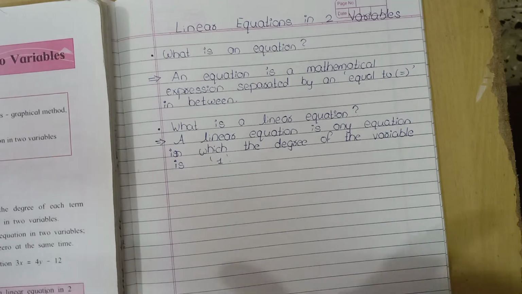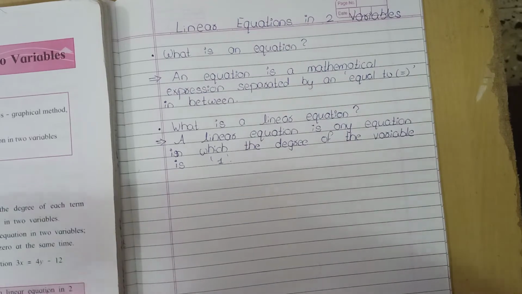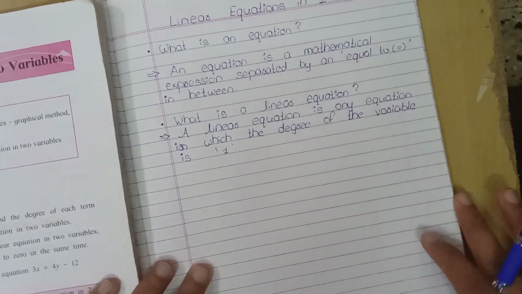So what do you mean by degree? Degree in simple words can be said as the power. Okay? And then the linear equation which contains two variables at the maximum is called a linear equation in two variables. So now let's look at a general form of the equation.